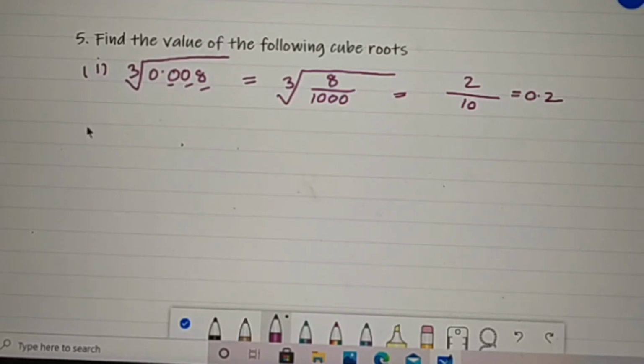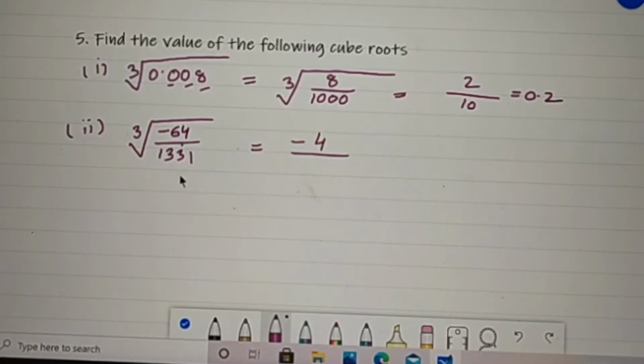Now the second part of this question, we have the cube root of minus 64 upon 1331. First of all, we know the cube root of a negative number is negative, and 64 is the cube of 4, so its cube root is 4, and the cube root of 1331 is 11. So minus 4 by 11 is its answer.